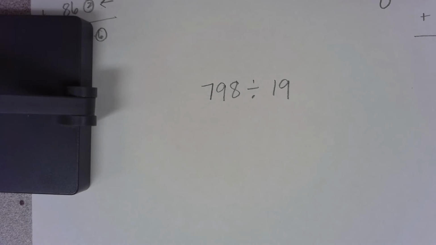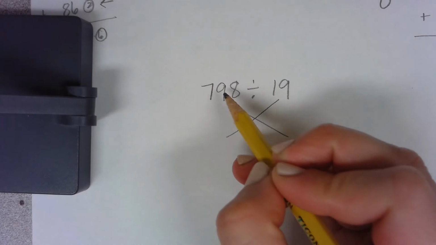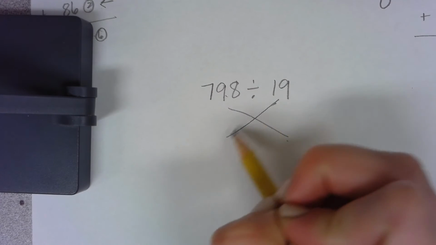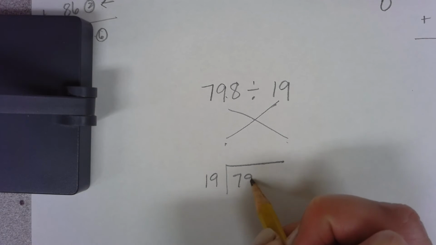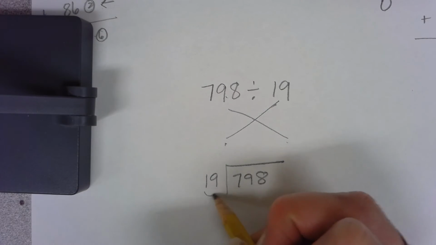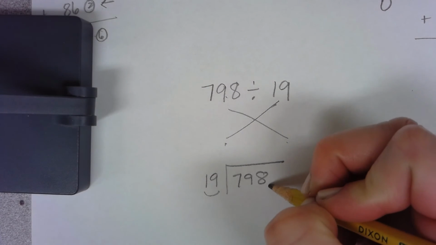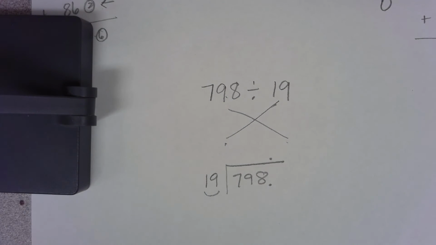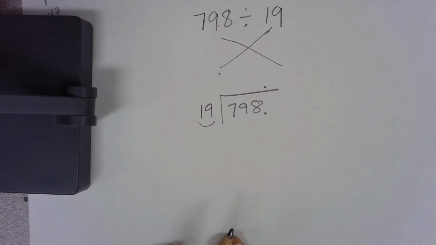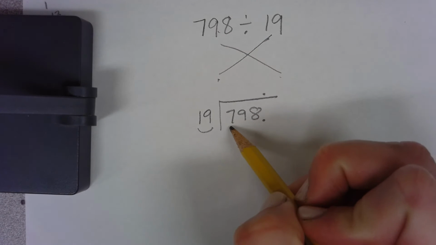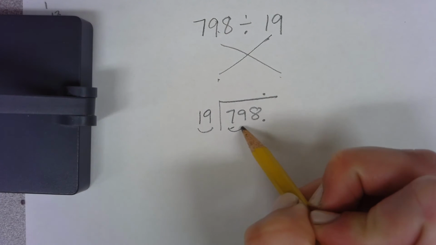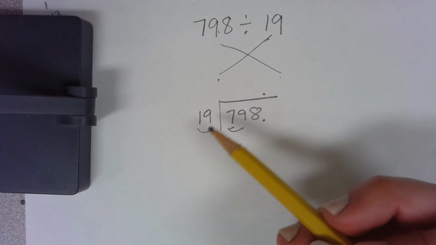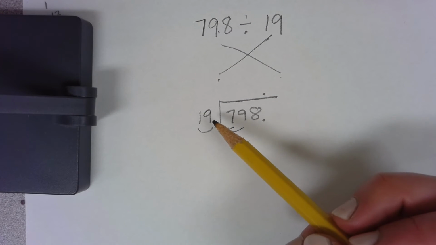So remember our little x. 798 goes on the inside, 19 goes on the outside. 19 into 798. Okay, so I'm working with 19. Put my decimal up here just because I know it's going to be a whole number. 19 cannot go into 7. I know that. 19 can go into 79 though. And I'm going to try to do 3 times.